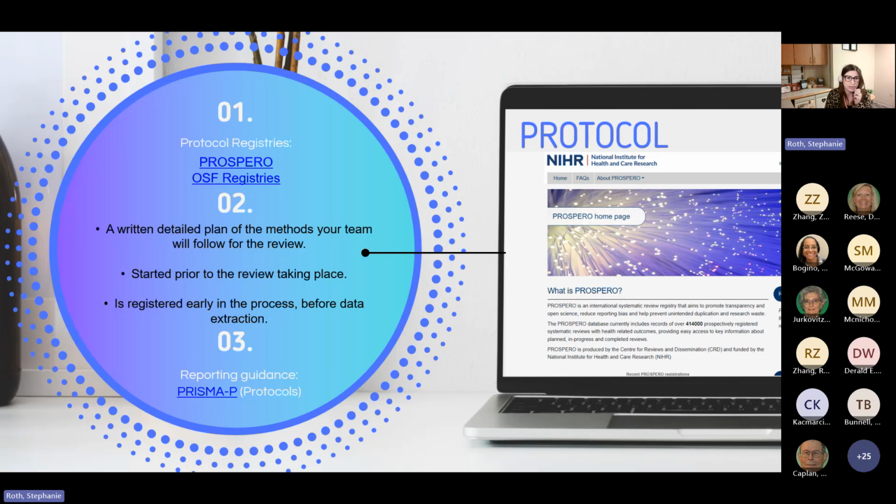And the protocol does get registered at some point before data extraction. After that, it's too late. Like PROSPERO won't even register it after that. Those registries are listed here. And then there's reporting guidance using PRISMA-P for protocols. I didn't mention it, but there's a PRISMA for the whole systematic review process. And then there are extensions for the different review types. They're working on an extension for AI too. So the extensions are really interesting, to see how many more are coming out every year. And we're expected to report following those.